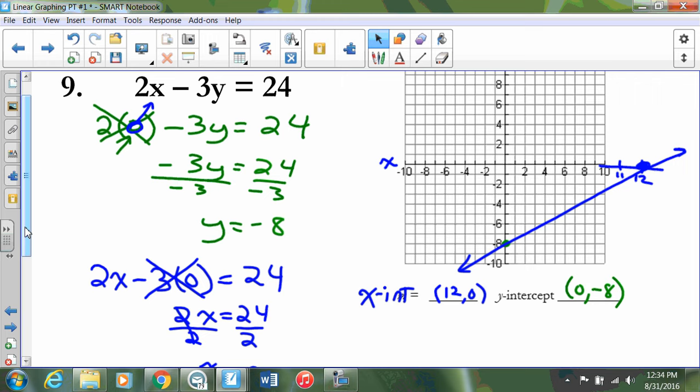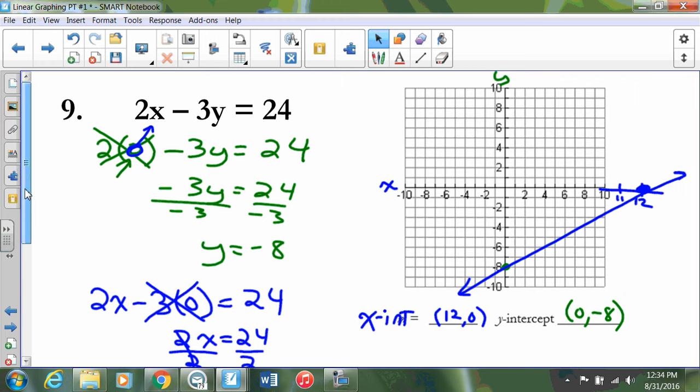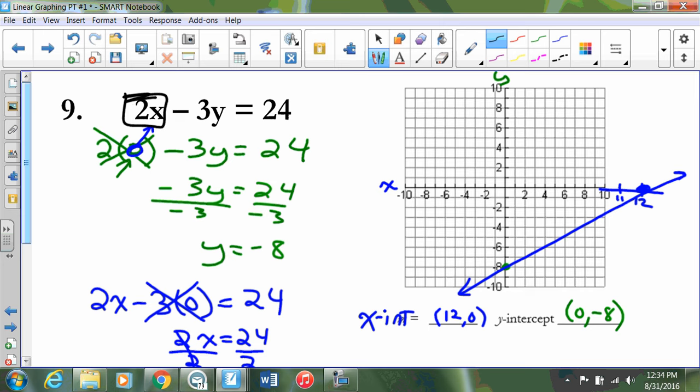So if you guys can just remember that when you see the x and the y on the same side, we're going to have to do this plugging in 0. Another way to look at it, some people just do the cover-up method. So they might just, with their hand, cover up the 2x and go, okay, -3 times what equals 24? Oh, -8. And that's how they get the y-intercept.